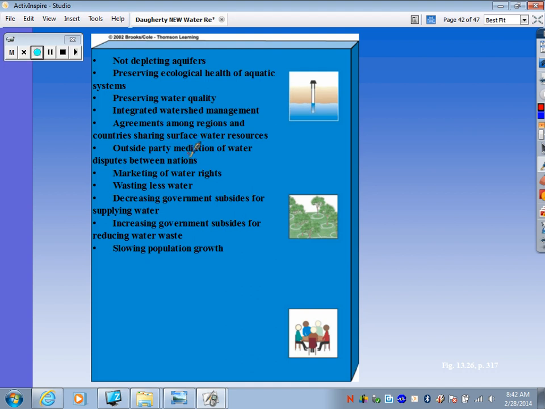Outside party mediation of water disputes between countries, so that goes along with those diversion case studies we talked about. Marketing of water rights, could people have the right to divert water if it's going to affect a lot of other people? Wasting less water, slowing population growth, that's a big one.